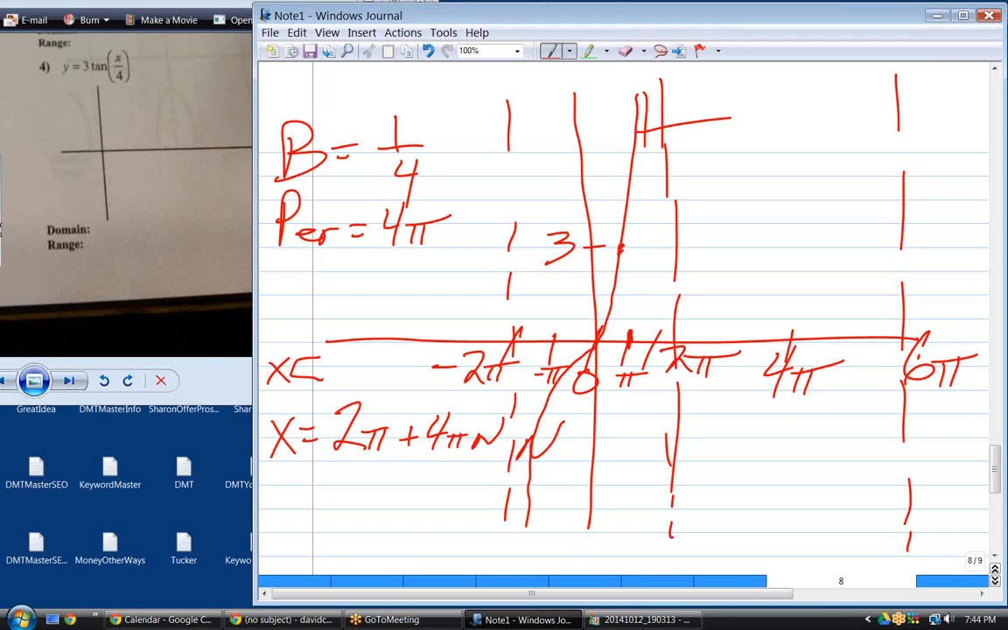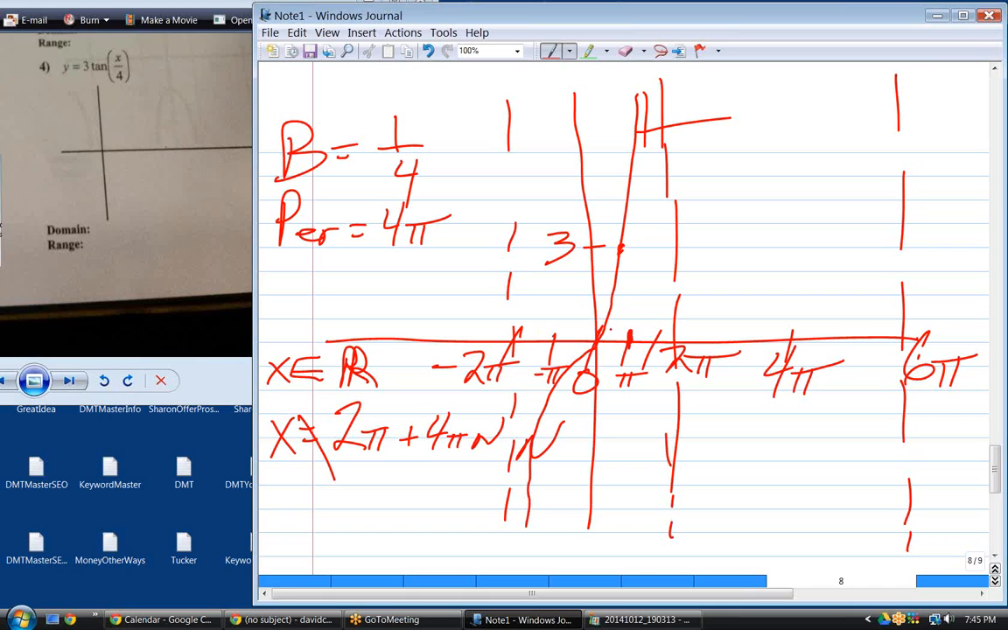X is a member of all reals except what? Except, I don't know how to word it. Well, I don't know what any of the places are where the vertical asymptotes are. X cannot be at any of those vertical asymptotes.